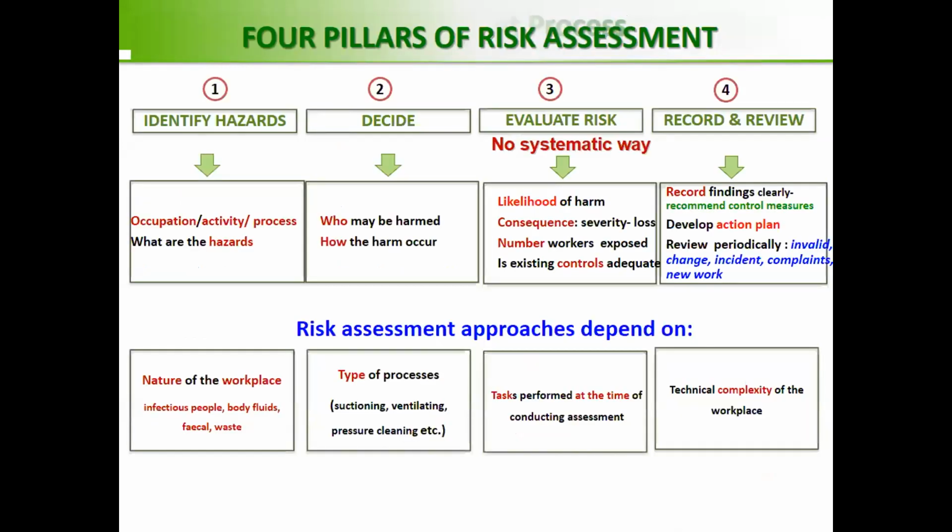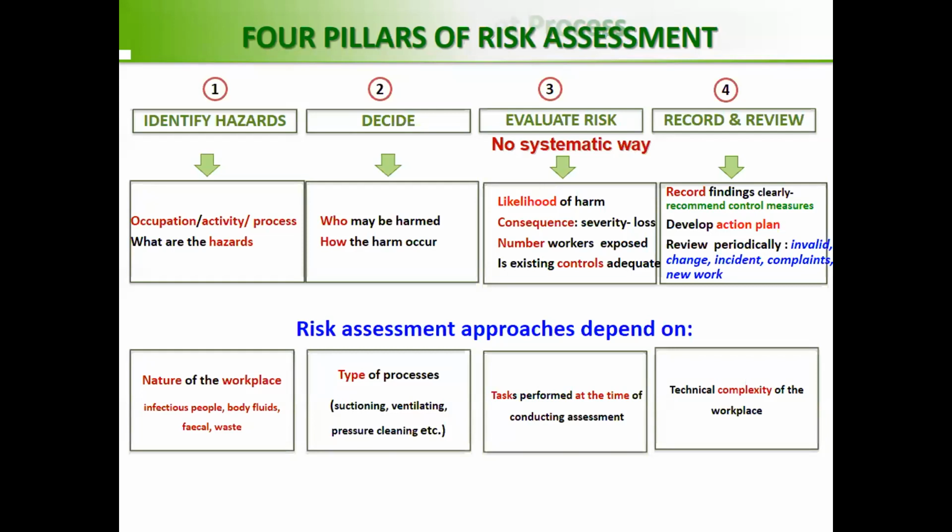So there are 4 main pillars of risk assessment. The first step is to identify the hazards. So there you look at the different occupations, and within occupations also you can find out that people do different activities. So it must be done by activity or a process that's taking place in the workplace.